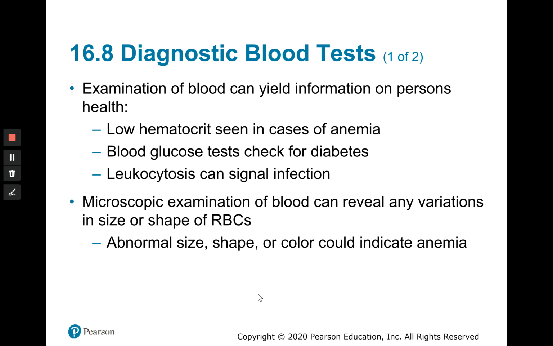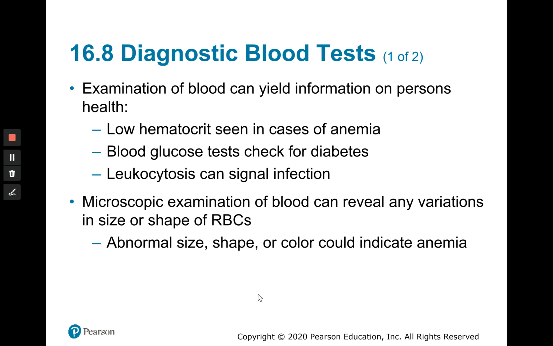And one of the last things we want to talk about is just some diagnostic blood tests. A blood test is just an examination of blood. It can give us a lot of information on a person's health. We can see how many red blood cells they have, how many white blood cells. We get a platelet count. We can check blood glucose. We can get a percentage of the amount of red blood cells per blood sample. Low hematocrits are seen in cases of anemia. If blood glucose is high, that's a check or a test for diabetes mellitus. Leukocytosis can signal infection. And thrombocytopenia can be a thing that lets us know that there's problems in hemostasis.